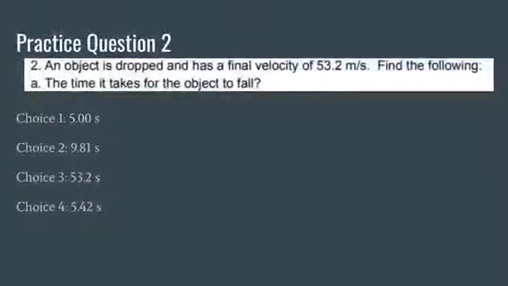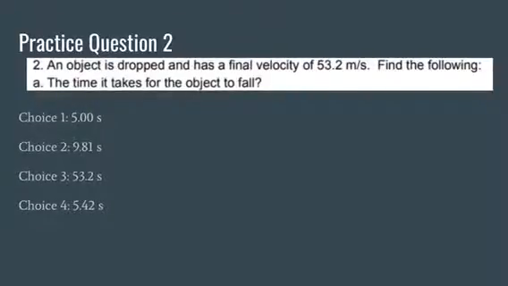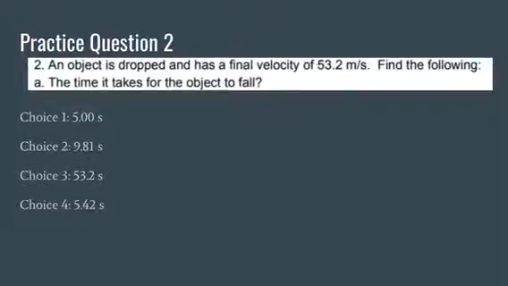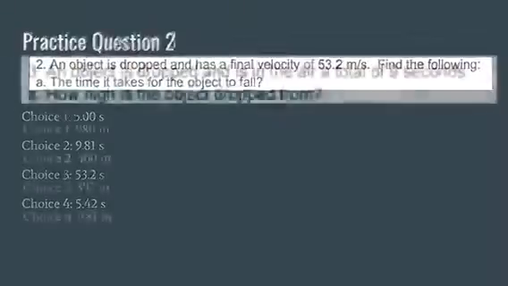Practice question 2. An object is dropped and has a final velocity of 53.2 meters per second. Find the time it takes for the object to fall. Choice 1, 5 seconds. Choice 2, 9.81 seconds. Choice 3, 53.2 seconds. And choice 4, 5.42 seconds.